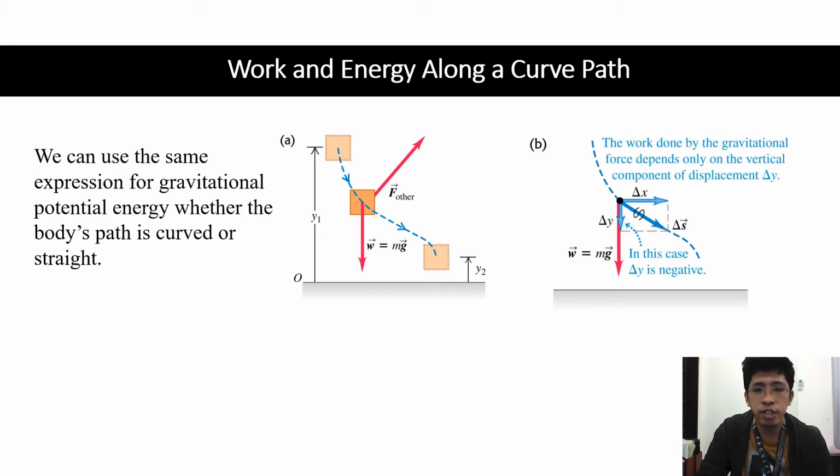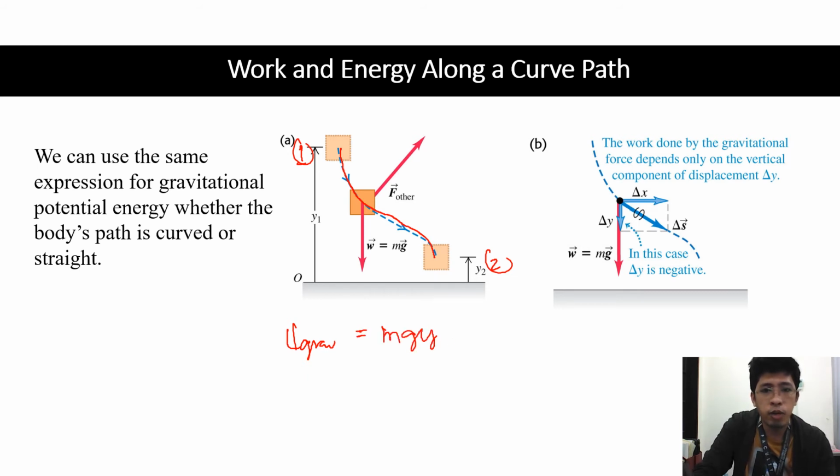We can use the same expression for the gravitational potential energy, whether the body's path is curved or straight. Like, say for example, here on the first figure to the left, this blue dashed line is the path that your box takes from y1 to y2. But in talking about gravitational potential energy, we are just interested in your points y1 and y2. So here, your gravitational potential energy change is just equal to mgy1 minus mgy2. So as you can see, we do not actually care about the path that it takes.